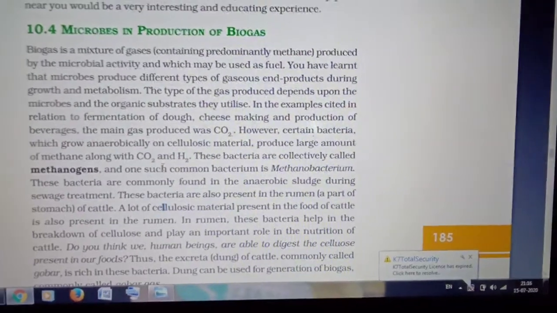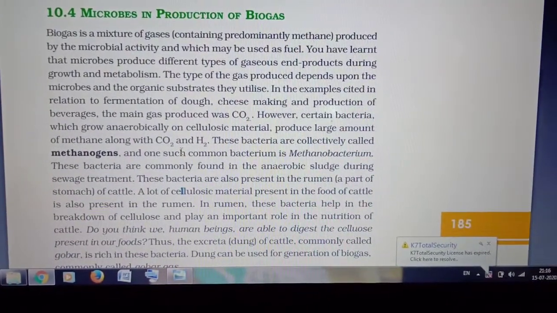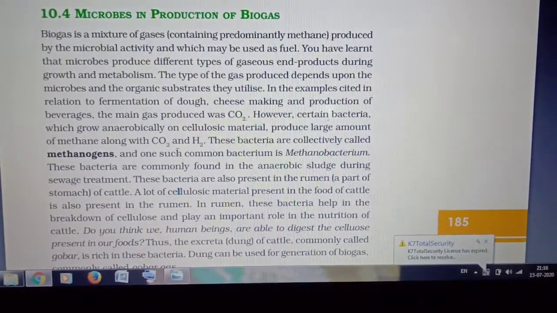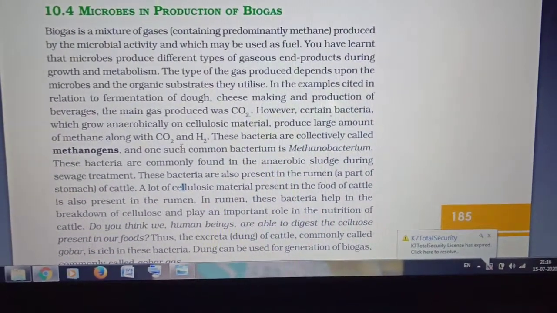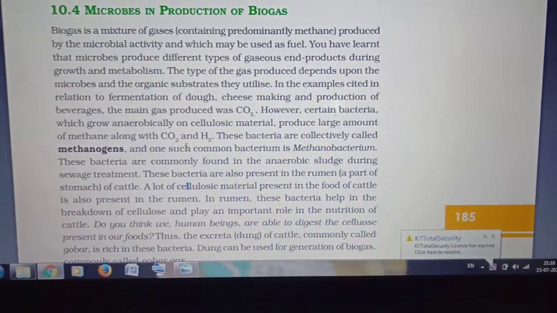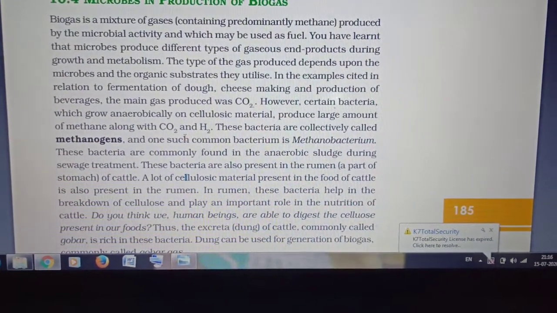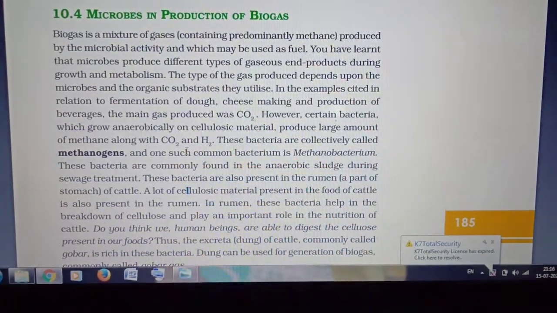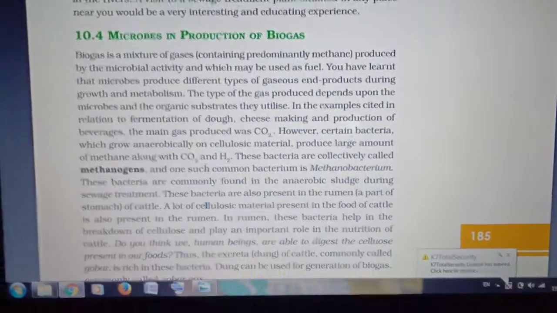Hello children, last class we saw microbes in sewage treatment, and today we are going to see about microbes in production of biogas. Biogas is a mixture of gases that contains predominantly methane. Actually, it's a mixture of gases, but methane will be the dominant in that. It is produced by the microbial activity and can be used as a fuel.